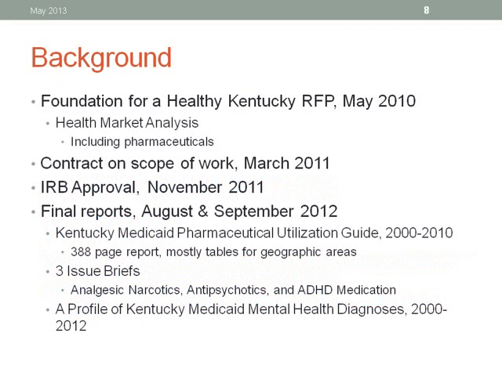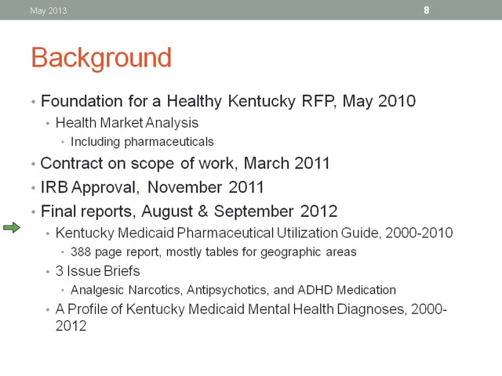So I think Sarah gave you some background. Here's some additional background. This work was funded by the Foundation for a Healthy Kentucky. They put out an RFP three years ago, actually, for a health market analysis, and part of that health market analysis work was pharmaceuticals. We had a contract in place by March. It took some time to get the Institutional Review Board approval in place by fall of 2011. And then the final reports came out in August and September of 2012.